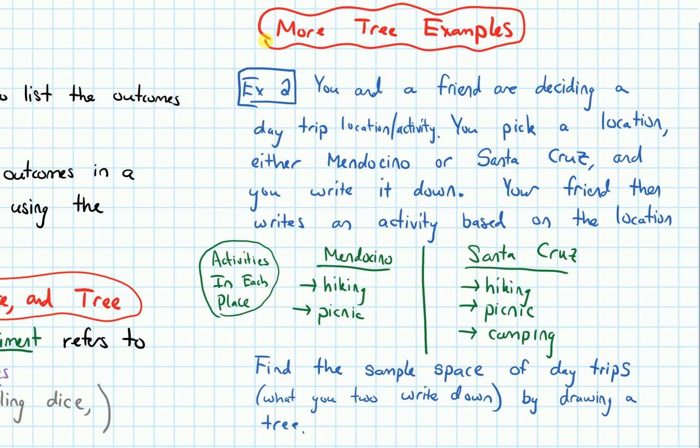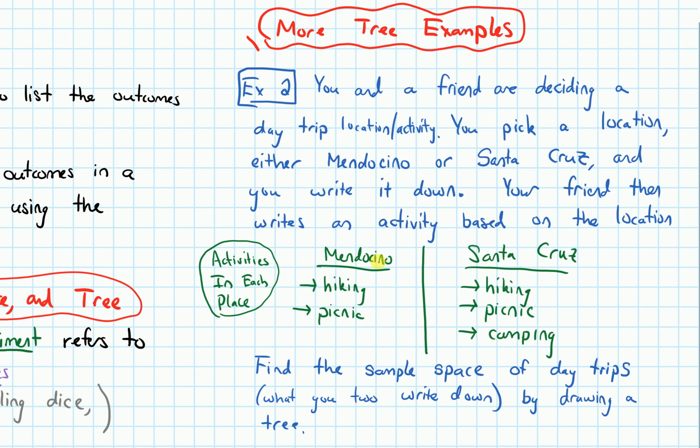In this video, we will do some more tree examples. So the first example says that you and a friend are deciding a day trip location/activity. You pick a location, either Mendocino or Santa Cruz, and you write it down. Your friend then writes an activity based on the location. So here is a chart that displays what activities are available for you all to do in each place.